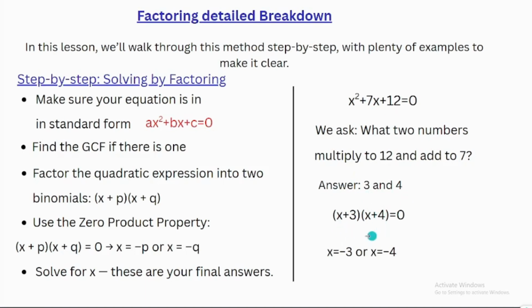So we will make two binomials times each other equals 0. These two numbers that we found, we put in these two parentheses. x plus 3 times x plus 4 equals 0. That leads to x equals negative 3 or x equals negative 4.